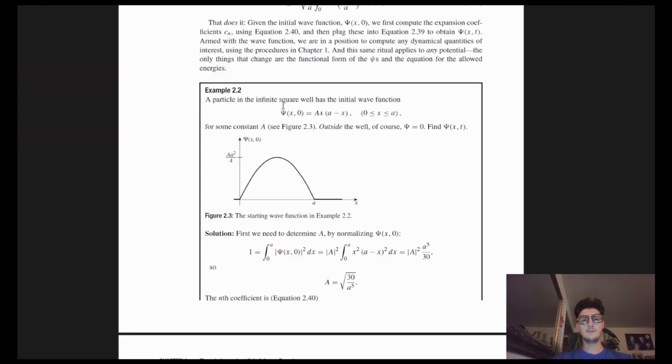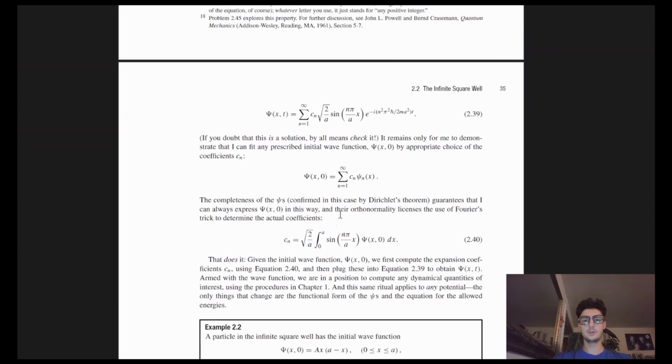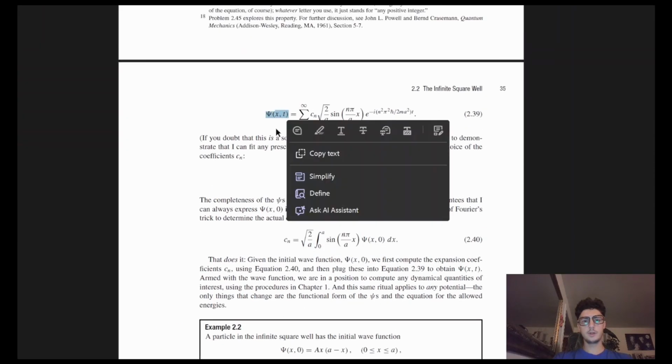A particle in the infinite square well has the initial wave function, psi of x at t equals 0, equals Ax times (a minus x), and it is existing between 0 and a. So here's what the wave function looks like. They even show you the maximum point over here. For some constant A, see figure 2.3. Outside the well, of course, psi equals 0. Find psi of x, t. So how do we do this? Well, we have to do this over here.